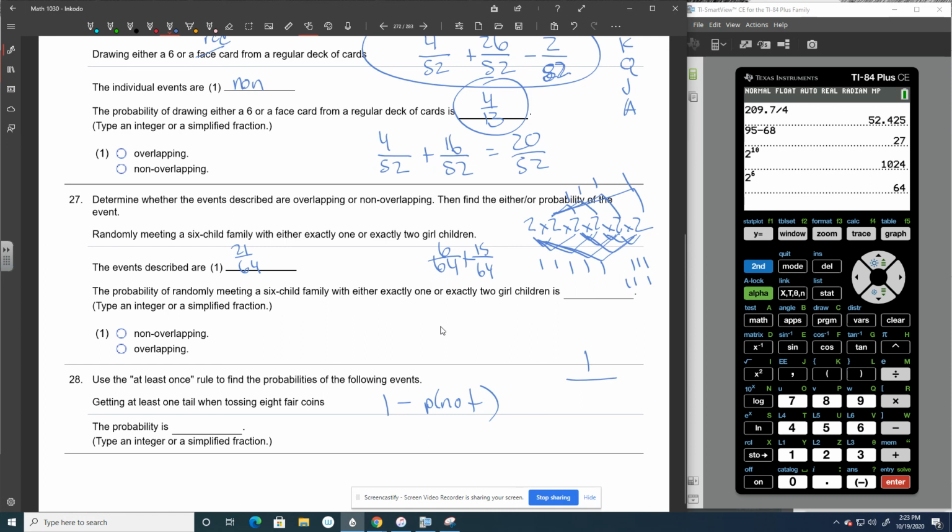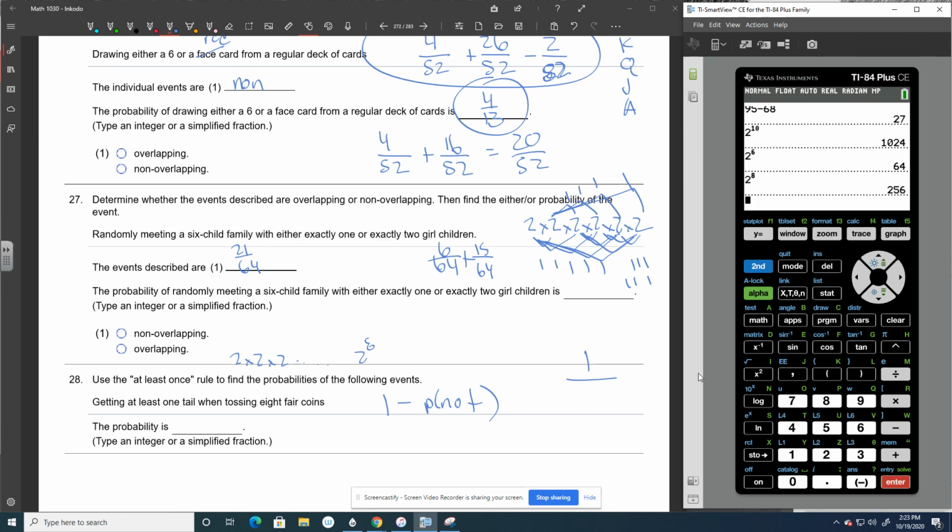Well, the probability of no tails only happens if I get all heads. And that's 1 out of, remember my counting principle? If I toss the coin 8 times and I've got 2 possibilities each time, then that's 2 to the 8th possibilities. So 1 out of 256 chances of not getting any tails. That means I have 255 out of 256 chances of getting at least 1 tails.